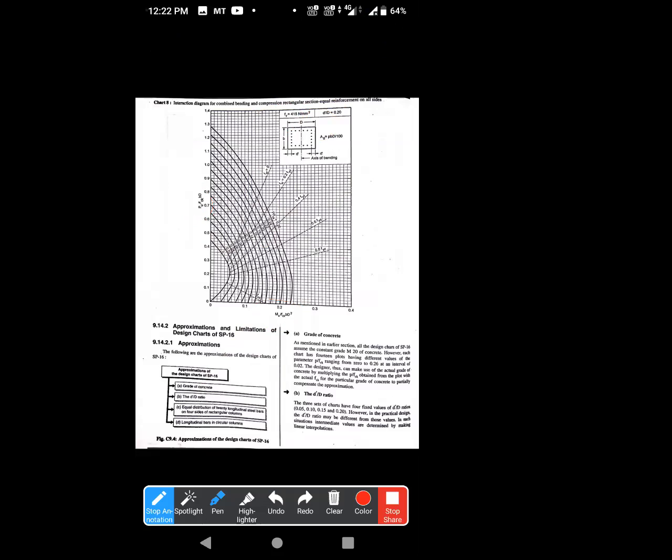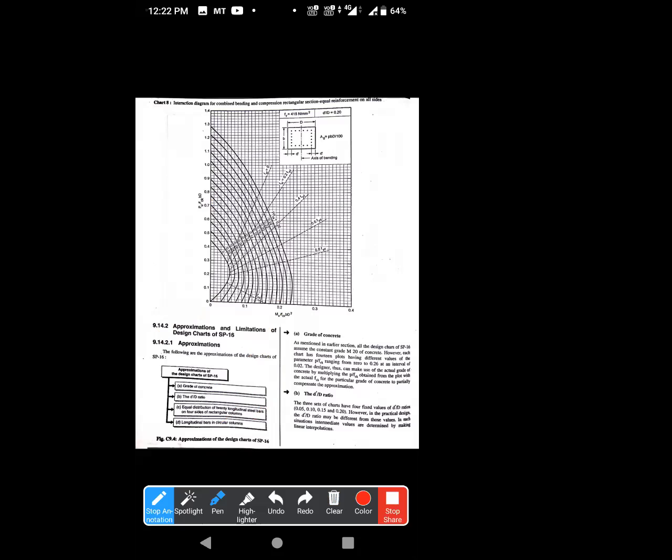Okay, now here we can see the approximations and limitations of design charts of SP16. What are the approximations and what are the limitations? Mainly the approximations of design charts of SP16 are grade of concrete, the d dash upon d ratio, equal distribution of 20 longitudinal steel bars on four sides of rectangular column, and longitudinal bars in circular column.